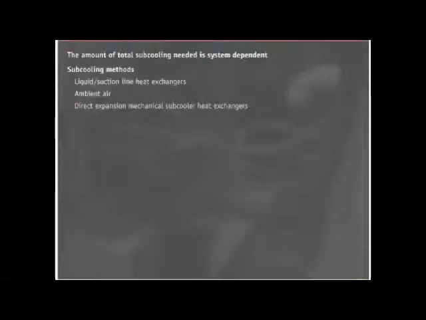Subcooling can be accomplished by numerous methods. Common methods include liquid suction line heat exchangers, ambient air, direct expansion mechanical subcooler heat exchangers, or increasing the pressure of the liquid line. On receiverless systems, simply adding a little more refrigerant to the system can increase subcooling, but this is usually not recommended because of added inefficiencies that may occur.